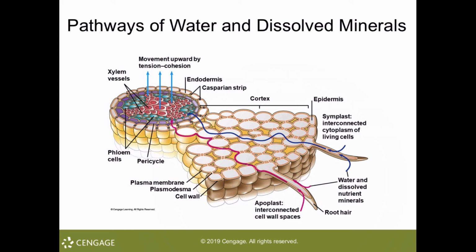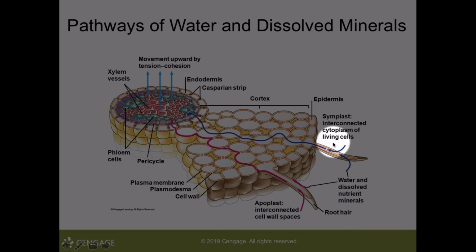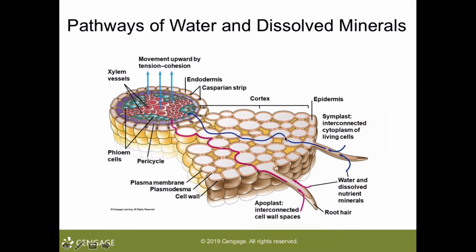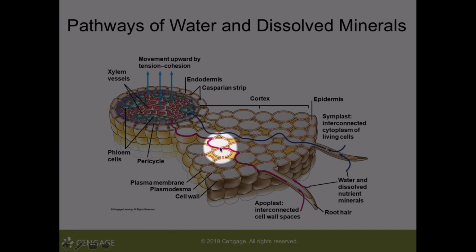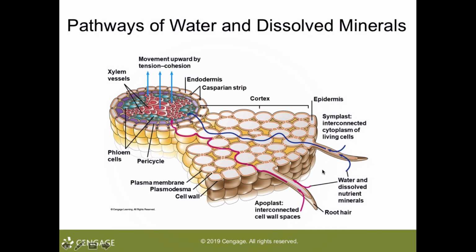It is the symplast pathway that is in the blue, using plasmodesmata. And it is the apoplast pathway that is in red, using those intercellular spaces of the cell wall. This is an important picture, because it's integrally important for learning where we're going.